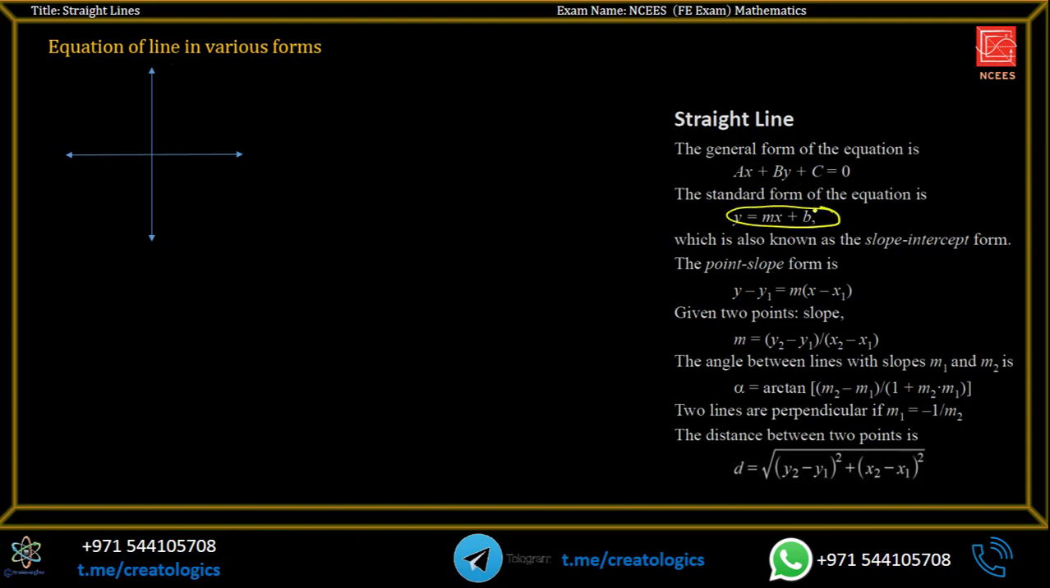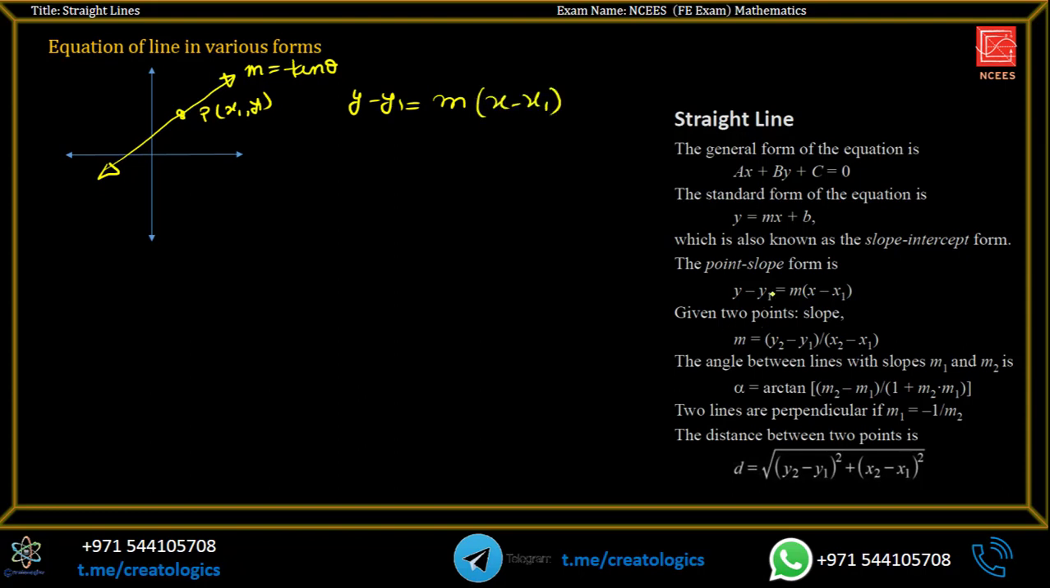y equal to mx plus b is your slope intercept form, where m represents the slope and b represents the y intercept. Next one is point slope form. If a point lying on that line is given to you and the slope is given, let's say this point is P(x1, y1) and the slope of this line, which you already know, m is equal to tan theta, is also given. So the equation of that line will be given by y minus y1 is equal to m times (x minus x1). Here it is. So you can always use this.